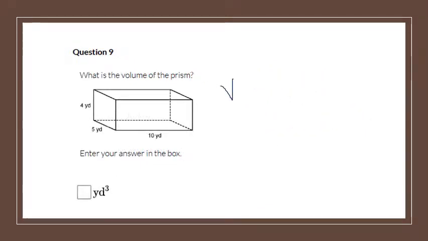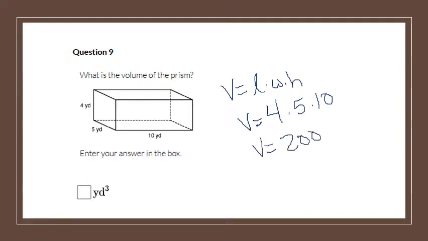Number 9, what is the volume of this prism? So I'm just going to plug in the lengths they give me. Doesn't matter which order. 4 times 5 is 20, times 10 is 200, and that is yards cubed.